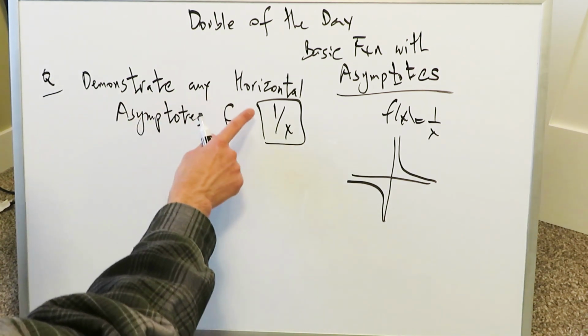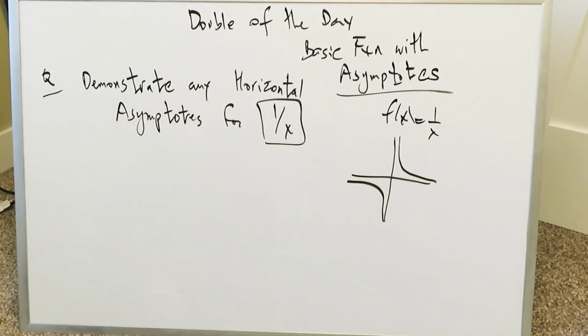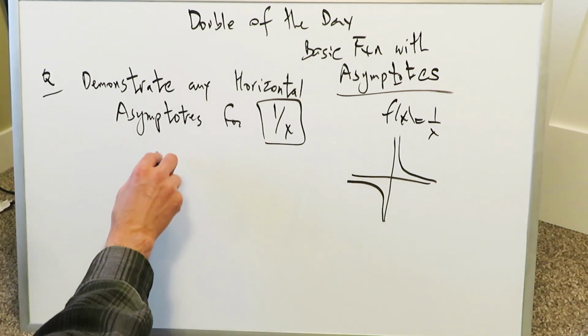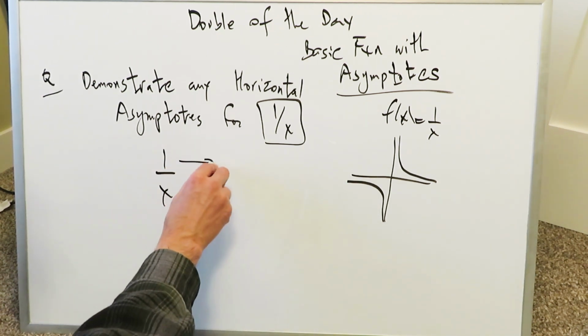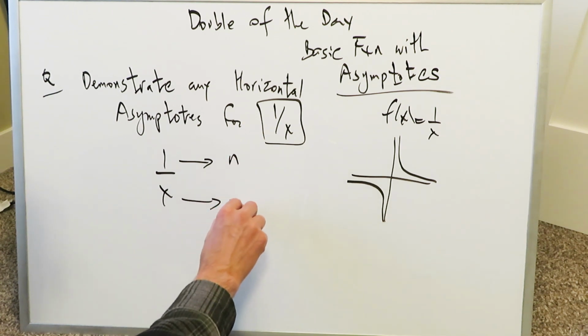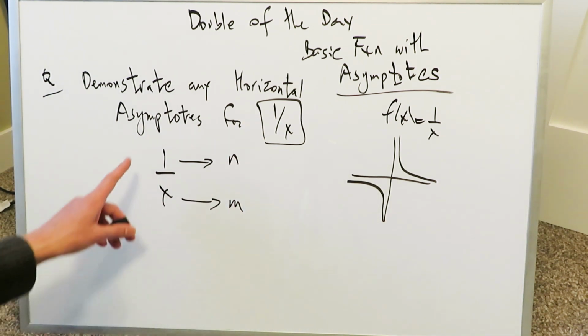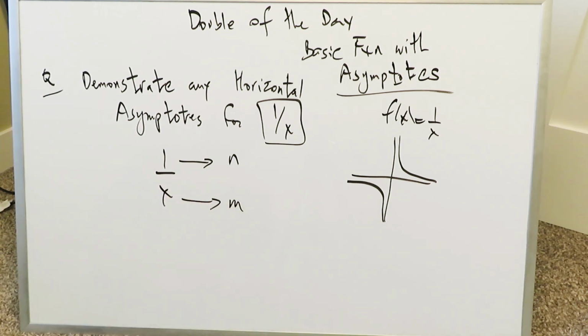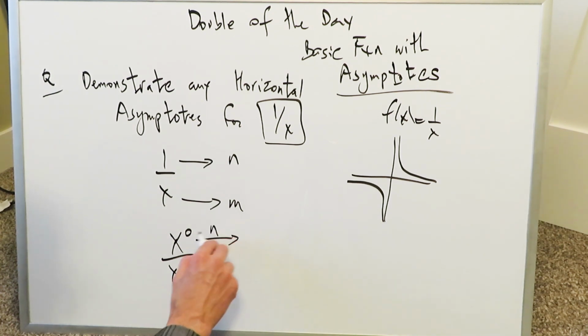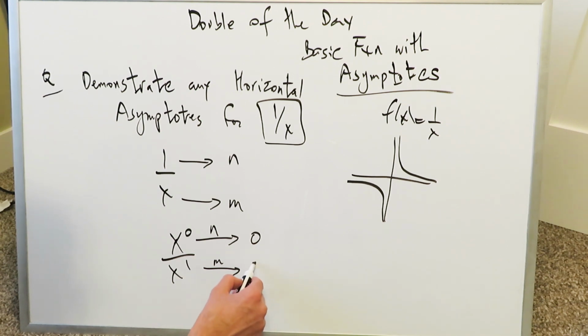So when we're looking here at this very first question, demonstrate any horizontal asymptotes, you're looking at a function which is 1 over x. You have to demonstrate a certain n value and m value. The n value represents your highest degree of exponent in the numerator, m represents the highest degree of exponent in your denominator. When you look at this function, you can rewrite it as x to the 0 divided by x to the 1. Anything to the power of 0 is equal to 1. Now when you're looking at this, your n value happens to be 0. Your m value represents a 1.